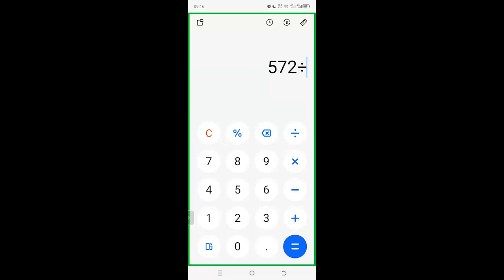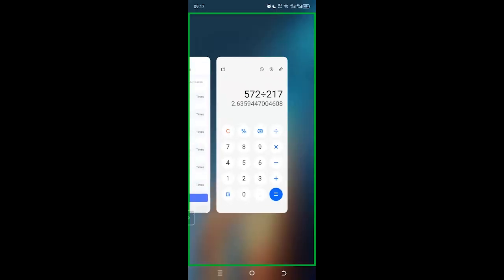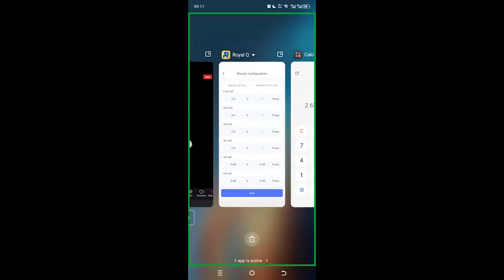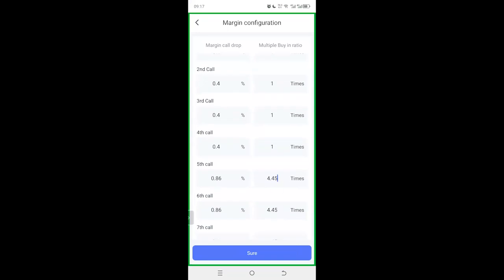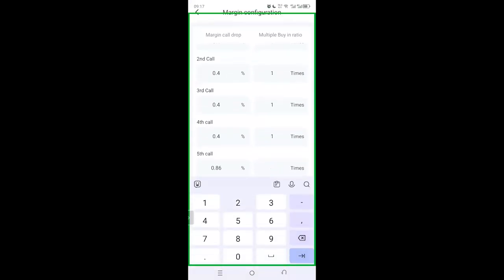Now, 572, the remaining capital, you divide it by the answer you have got after multiplying the first buy-in amount times the margin call limit. The remaining was 217. So that means what you're going to put on the multiple buy-in ratio is going to be 2.6. You're going to put here 2.6.